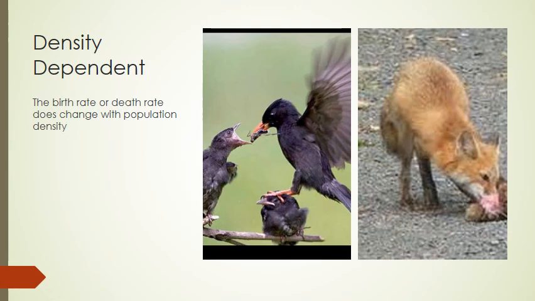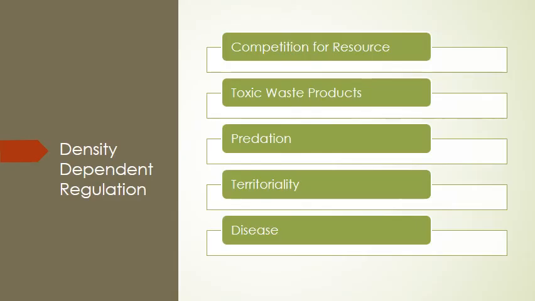This is compared to density-dependent variables. These are going to change the rate of birth or death, and it is totally dependent on the population, like how much prey is present. I'll show you a bunch of these. There are lots of different ways of density-dependent regulation: competition for resources, the amount of toxic byproducts created, predation, territoriality, and disease.